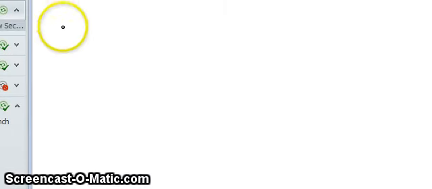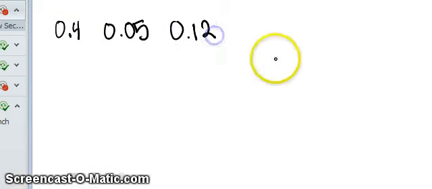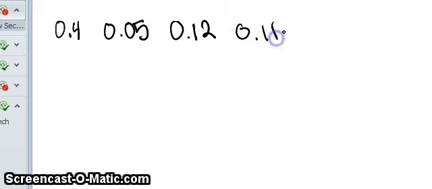Here we go. We've got 0.4, 0.05, 0.12, 0.11, and 0.27. Think about it for just a moment before we start solving this. Think if you can solve it, maybe in your head or maybe on a sheet, and see if you can figure out the answer.